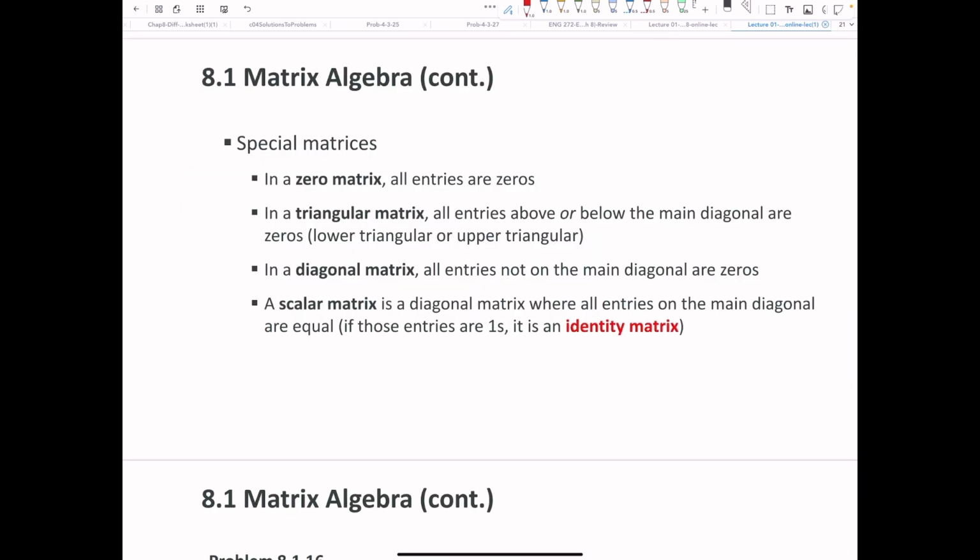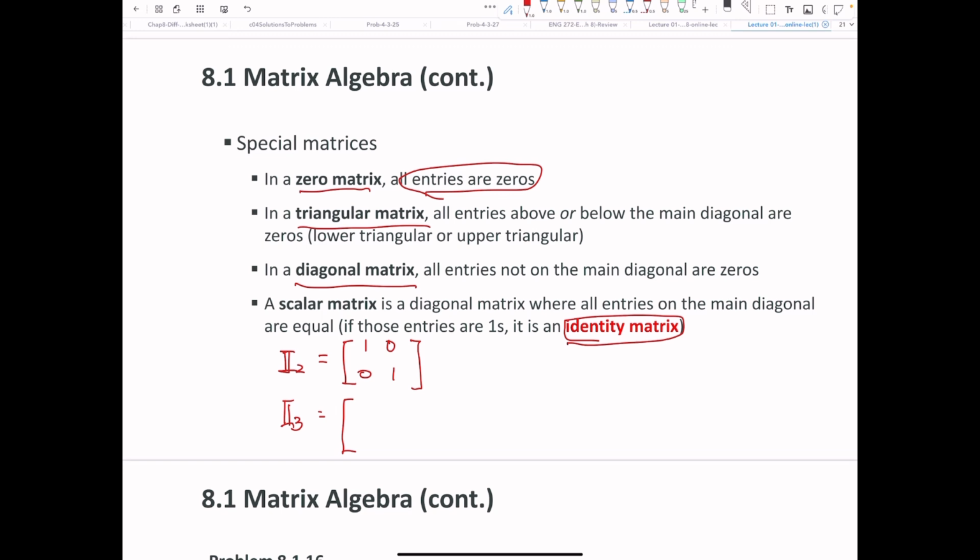Some special matrices: zero matrix, where all entries are 0. And triangular matrix and diagonal matrix, you can take a look at them. And then the identity matrix is an important one, called I2. That means the diagonal entries are 1 and all others are 0. And then identity matrix I3, so 3 by 3.